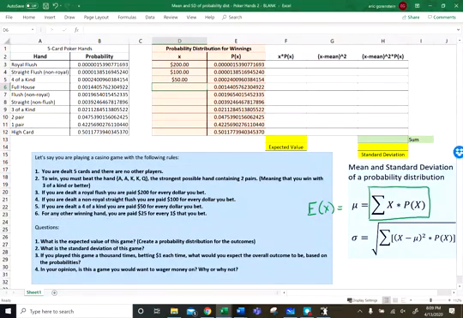You're paid $25 for any other winning hand. So a full house, your outcome would be a positive 25. A flush would be positive 25. A straight would be positive 25. And 3 of a kind would be positive 25. So right here, meaning that you win with 3 of a kind or better.